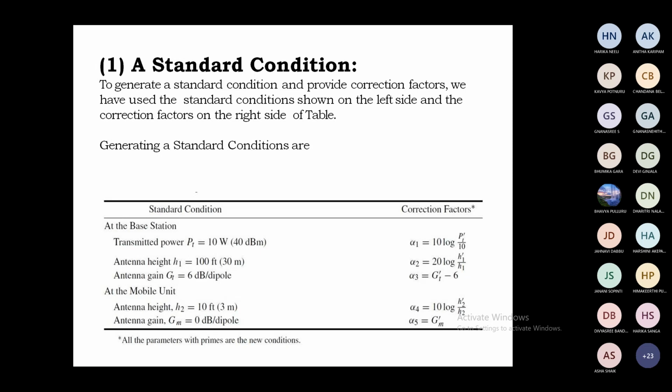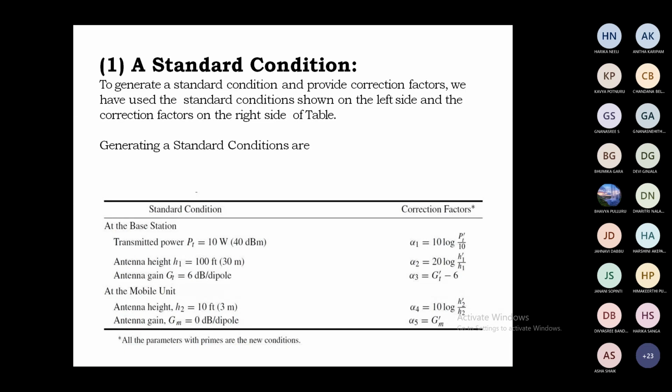Next, similarly, antenna height H1 is equal to 100 feet, which is nothing but 30 meters in conversion. Suppose antenna height should be either increased to more than 100 feet or decreased to less than 100 feet, depending upon the location or geographical area. The correction factor is alpha 2, which is equal to 20 log H1 dash by H1. What is H1? The original antenna height. H1 dash is the final height after correction, whether increased or decreased.